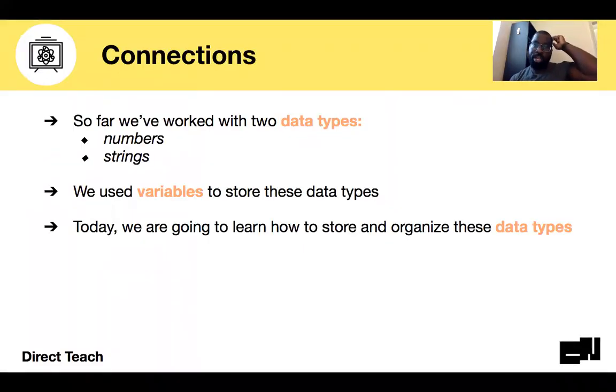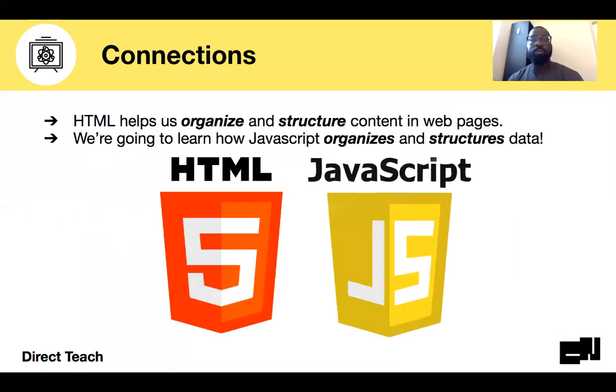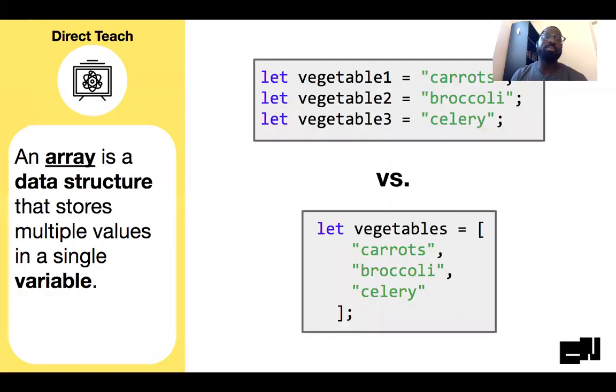So we've worked with two data types so far, numbers and strings. We've used variables to store these data types in the past, and now we're going to learn how to store and organize these data types with a new tool. You all know how to organize and structure content on web pages through HTML and your HTML tags and nesting, but we're going to learn how to structure and organize data in JavaScript. And the way we're going to do this is with an array.